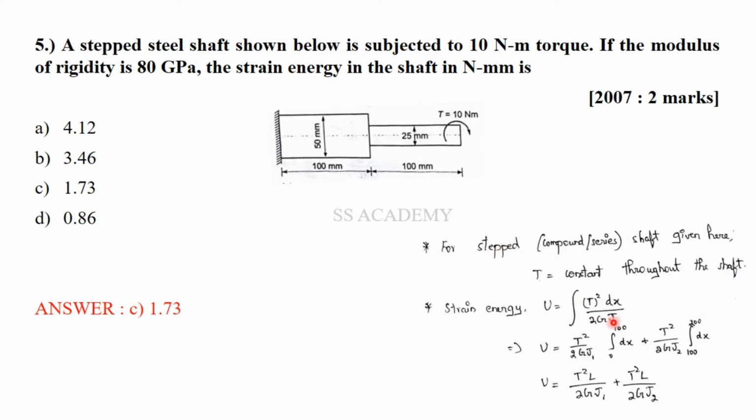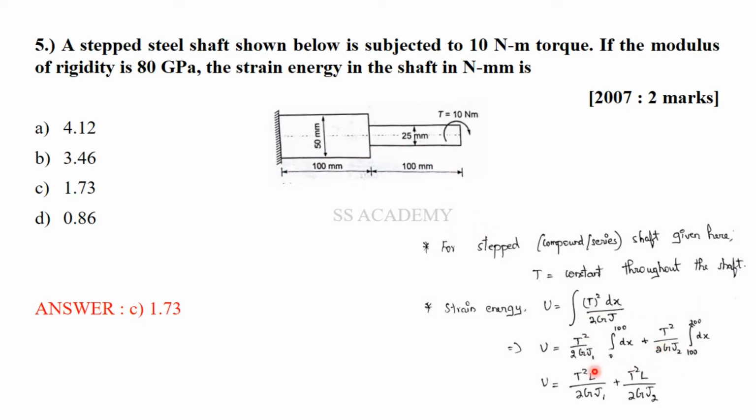So we know that T is constant. So T squared, and G is constant and J is constant for a particular shaft. We are calculating for both the shafts. Remember, we are considering two different shafts connected in series. So we are considering T squared by 2GJ1 for the first shaft and T squared by 2GJ2 for the second shaft. 0 to 100, 100 to 200.